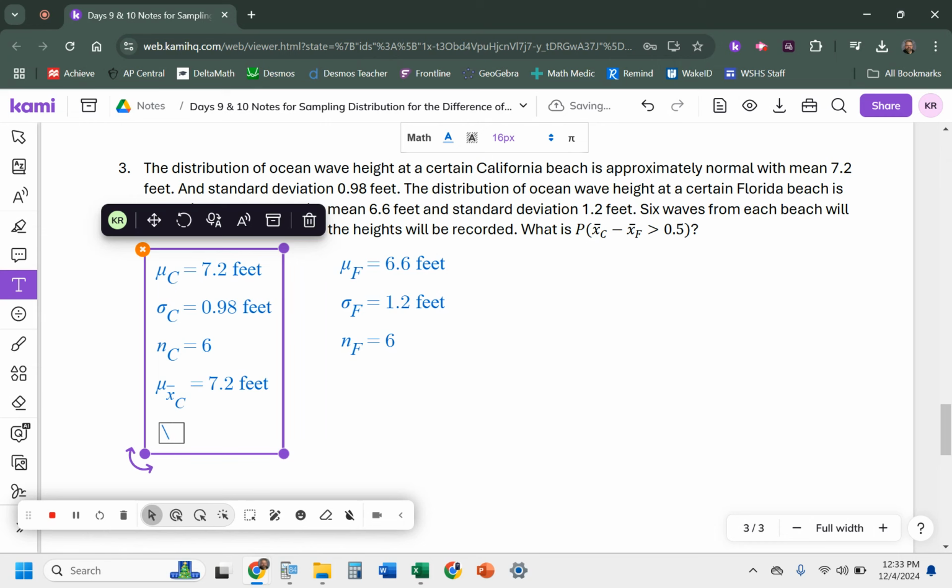However, my standard deviation of the wave heights from this California beach, and this is just for those 6 waves that were randomly selected, is a little bit different. So for that, remember our formula, what I have to do is take the population standard deviation, 0.98, and divide it by the square root of my sample size.